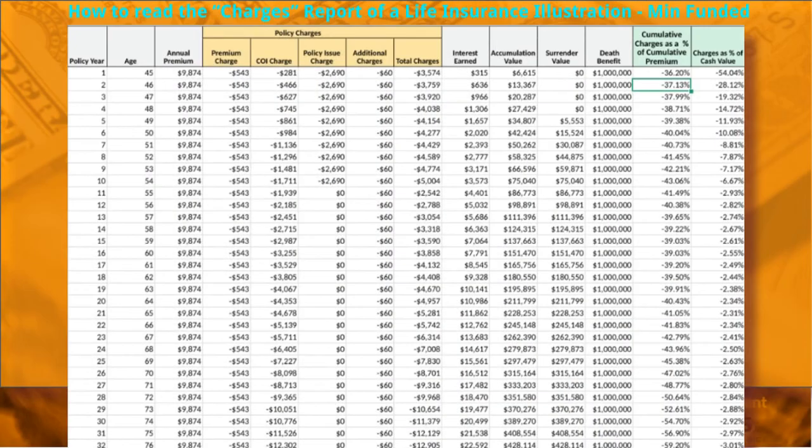So my apologies, I understand that this is going to be very hard to read on a mobile device. So if you can, watch this video, save it, bookmark it, go home and watch it on a desktop or something with a large screen. But it's important that we get all of the numbers out here so that you can see everything. And this is how to read the charges report of a life insurance illustration. And this is the minimally funded policy. So here, this is the background numbers for the chart that we just looked at. So in that case there, the death benefit is $1 million and the premium is $9,874 for life.